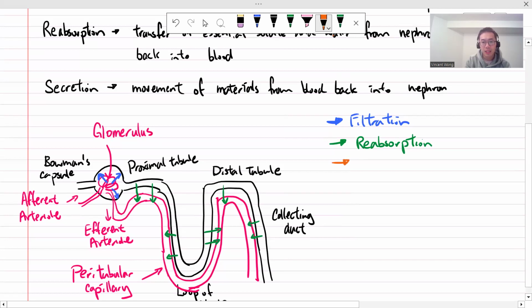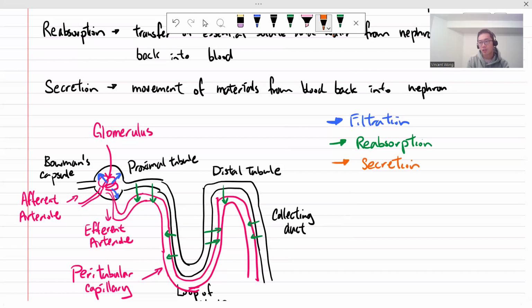And then you're going to have secretion. This is stuff that you actually want to get rid of, but you missed it in the filtration step. So that's going to happen in the proximal tubule. And notice the direction of the arrow, it goes from the blood to the filtrate, right? It does not happen in the loop of Henle, and then it happens again in the distal tubule. Okay, and a little bit in the collecting duct as well, sometimes.